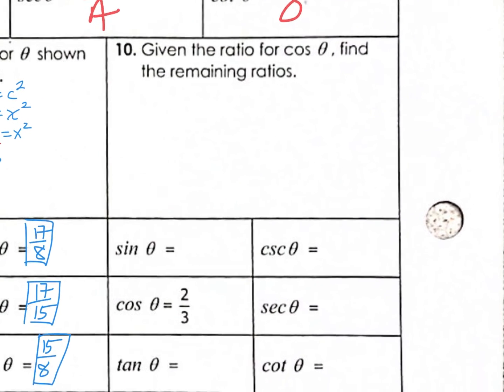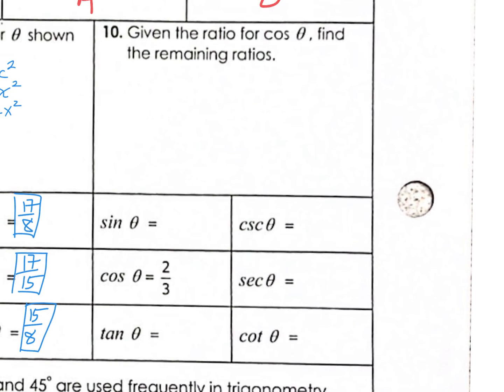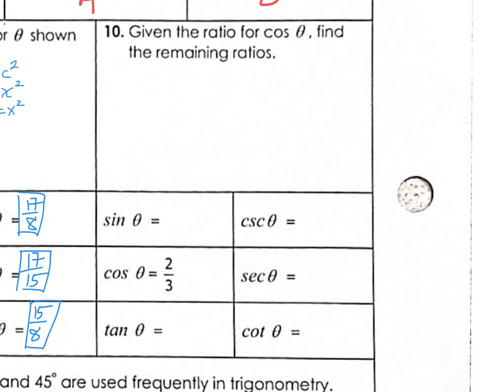So this one is a smidgy bit smaller. This one, what they're telling you is that given the ratio for cosine, find the remaining ratios. So notice here that they've given you 1 out of the 6 ratios. So what I'm going to do with that is I am going to draw a right triangle and put in theta.